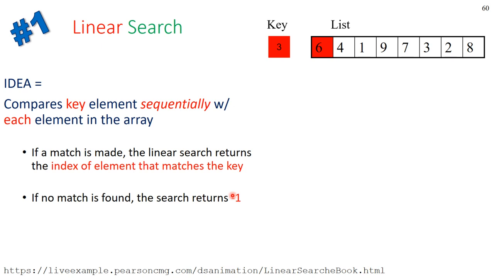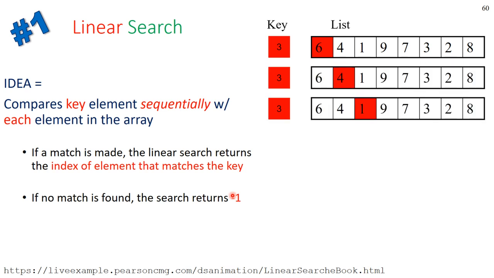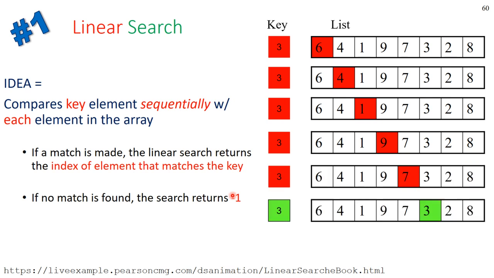So I'm going to iterate over that array. Is the first element the value 3? No. Is the second element the value 3? Nope. And so on, until yes. I return what? I return the index of that element. 0, 1, 2, 3, 4, 5. In this case, I would return index 5.